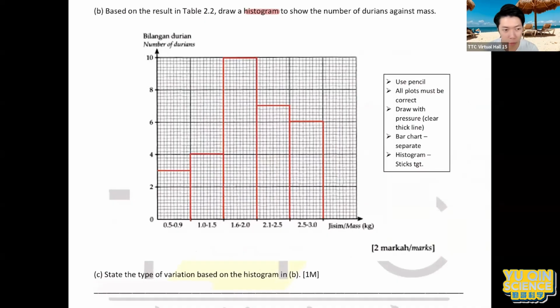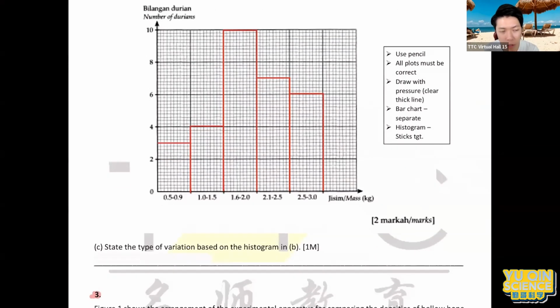Okay, no problem. Easy. 2 marks, 2 marks, 4 marks for free. The last one, question C, what type of variation? Well, we already know that this is mass. A bit of theory, you have to study a bit. This one you go to Form 4, Chapter 5, the ending part. Mass, like your body mass, belongs to continuous variation. So, ladies and gentlemen, continuous variation. Okay, nice. 5 marks, easy cheesy, lemon squeezy.